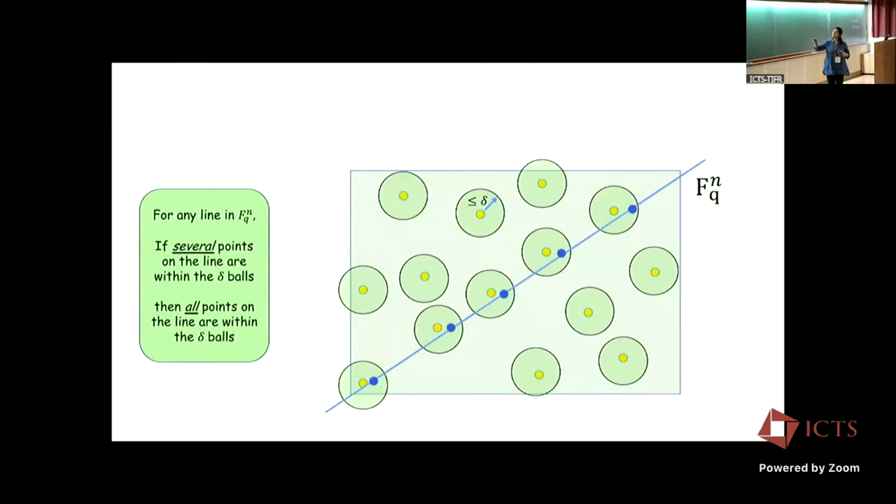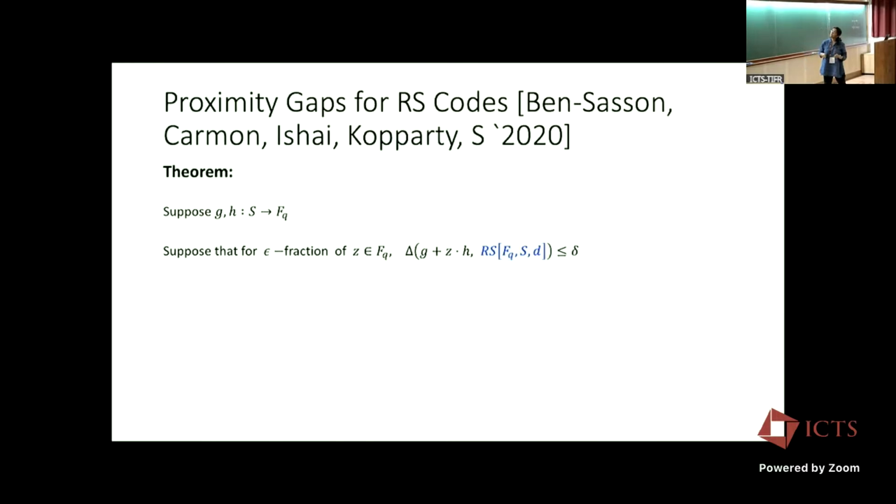Okay, so let's make this a quantitative and more formal theorem statement. I'm looking at the Reed-Solomon codes over a field F_q, over some domain S, degree d polynomials. Look at two points g and h, which are functions from S to F_q. So there are two points in this space F_q to the n. And I look at the line through g in the direction h. So I'm looking at g plus z times h as z varies over everything in F_q.